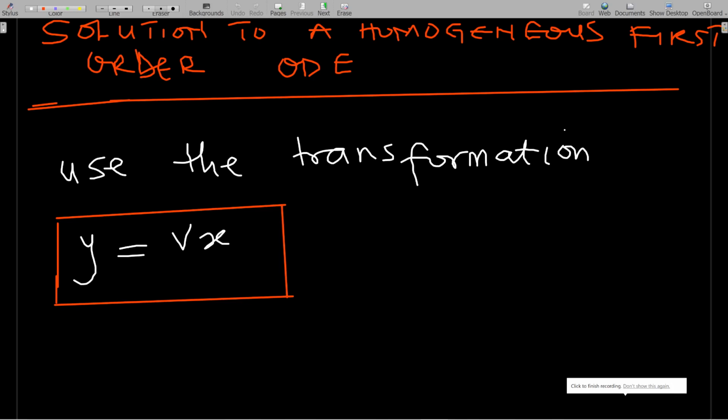Hello, welcome to this lesson of our study of differential equations, particularly ODEs, ordinary differential equations, of the first order. This lesson will go through the solution to a homogeneous first order differential equation. If you don't know anything about homogeneous first order differential equations, kindly go back to our last discussion. We've already done a lesson on how to know when a differential equation, particularly the first order, is homogeneous.